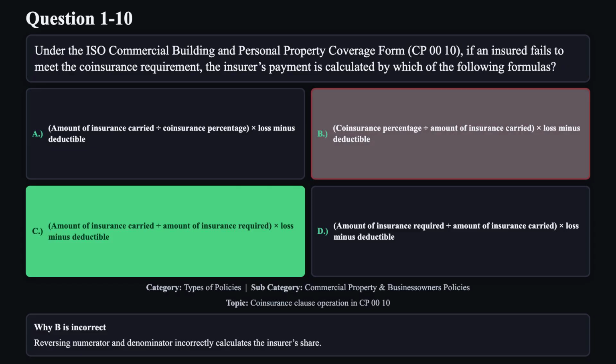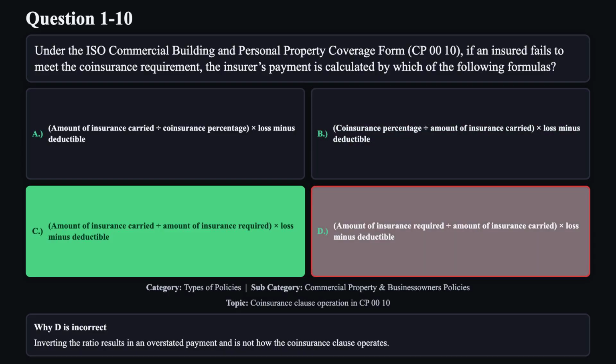Reason B is not correct. Reversing numerator and denominator incorrectly calculates the insurer's share. Reason D is not correct. Inverting the ratio results in an overstated payment and is not how the coinsurance clause operates.